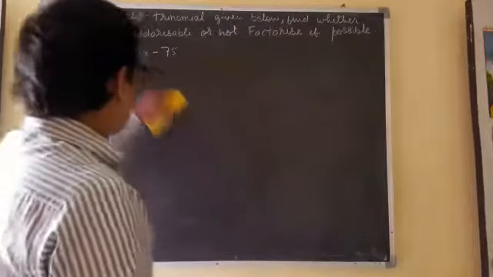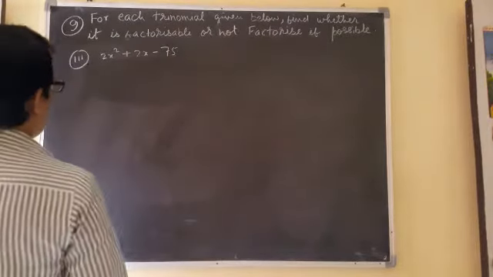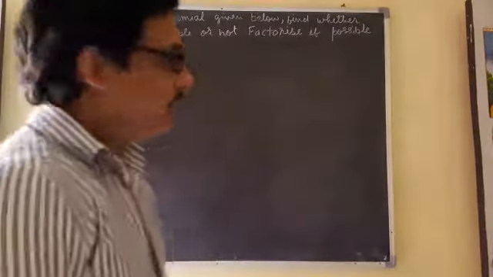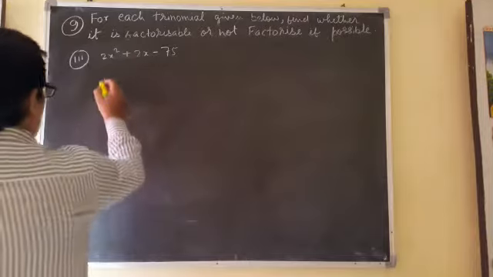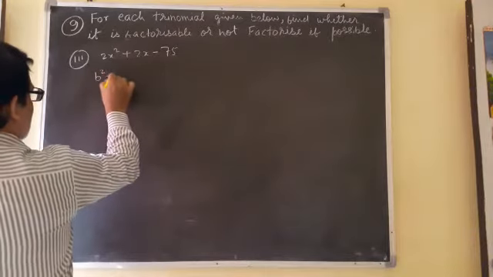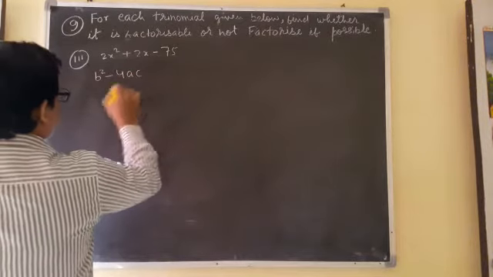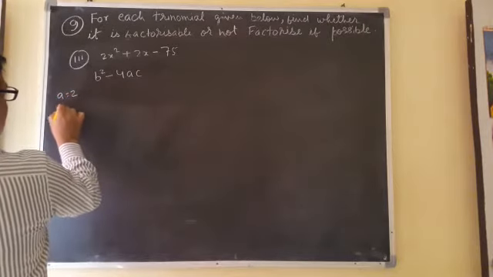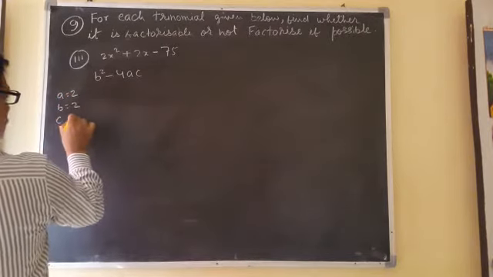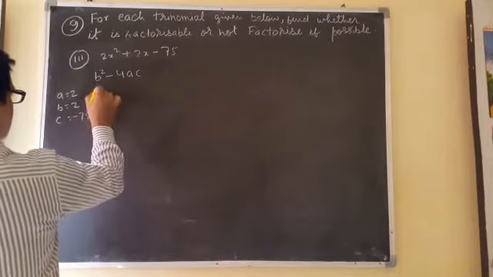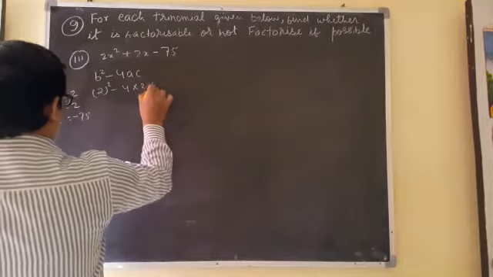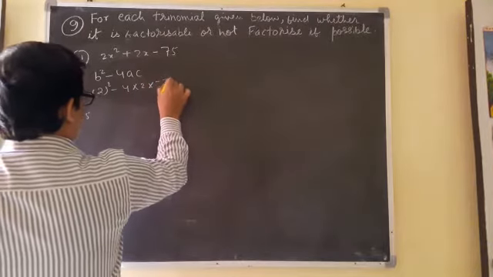Now let us see the next part. Question third part, 2x square plus 2x minus 75. First we will see whether it is factorizable or not. So again we will take the help of b square minus 4ac. Let us see what a is here. a is equal to 2, b is equal to 2 and c is equal to minus 75. So let us put in their values. 2 square minus 4 into 2 into minus 75.